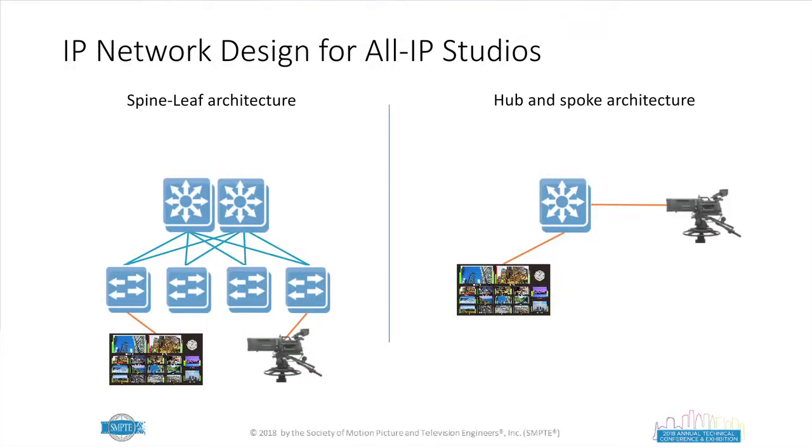101 on network design, you usually have one of two choices. Either you're doing a spine-leaf type of architecture with one spine or multiple spines and a whole set of leaves, or otherwise you're doing a hub and spoke model. Depends on the size of the network, depends on the architecture. But ultimately, you're moving essence over IP between switches.